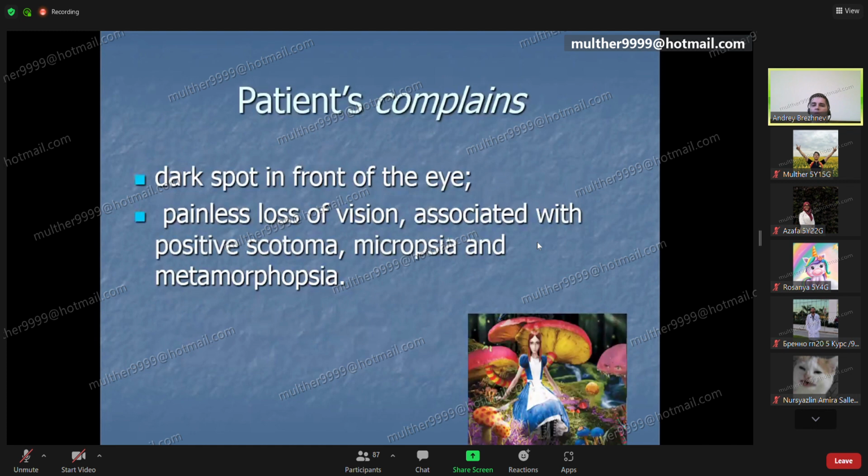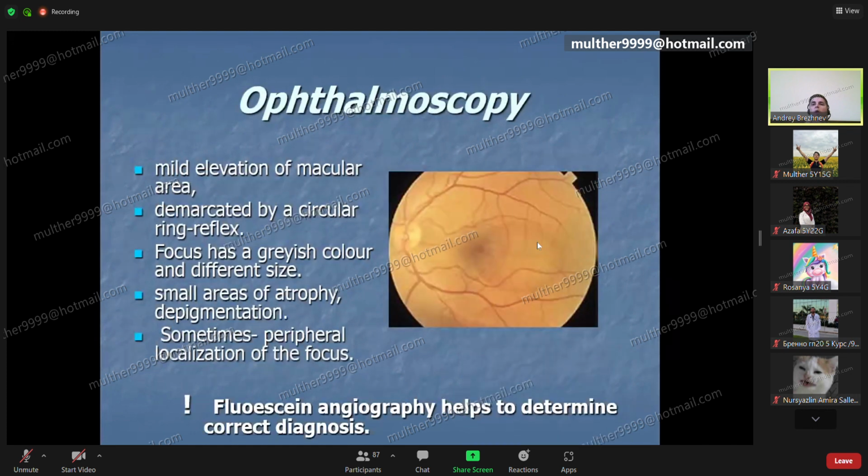During the ophthalmoscopy, we can see mild elevation of the macular area demarcated by a circular ring reflex. Here you see it, the line of demarcation.